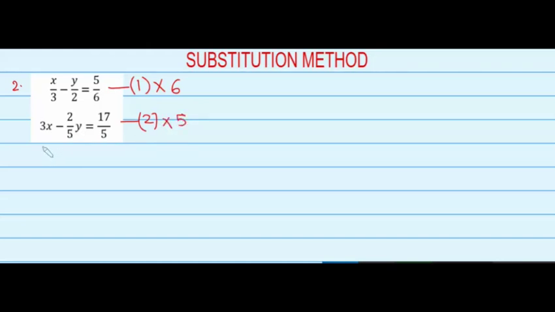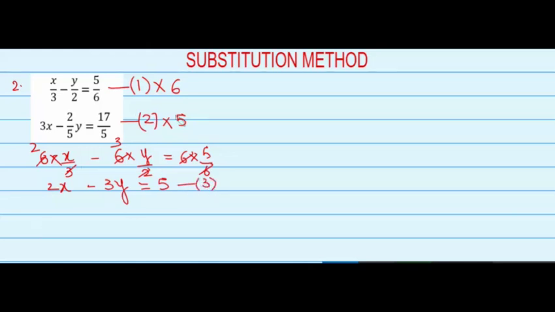Okay. So 6 times x over 3 minus 6 times y over 2. Then we have 6 times 5 over 6, right? So 6 cancels, 2 3s are 6 and 3 2s are 6 as well. So 2x minus 3y, and here we are only left with 5. So this is equation number 3, right?